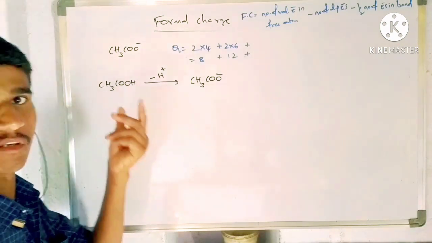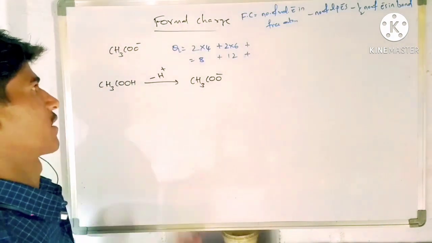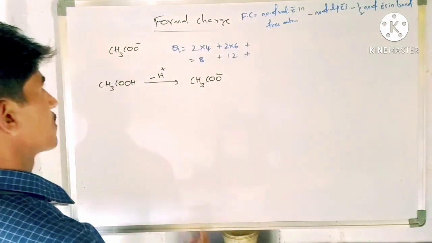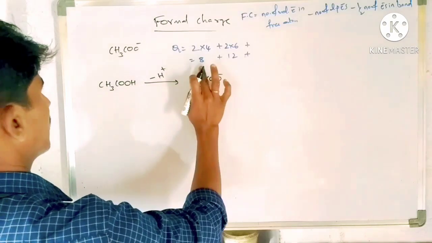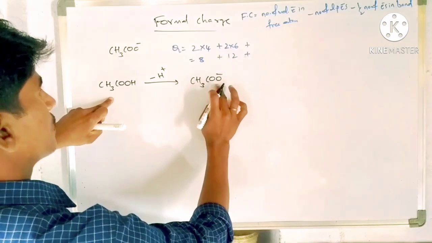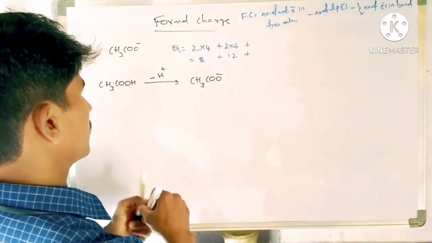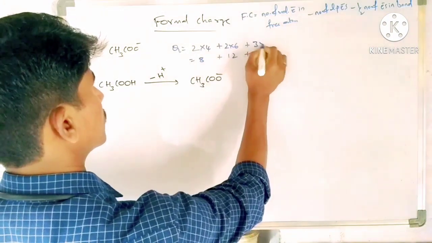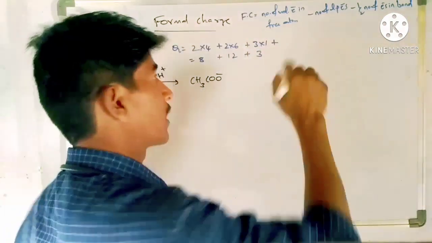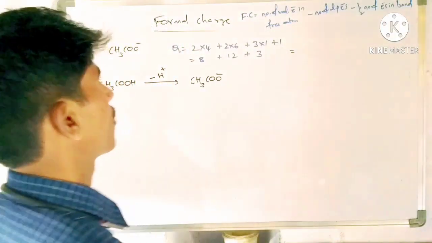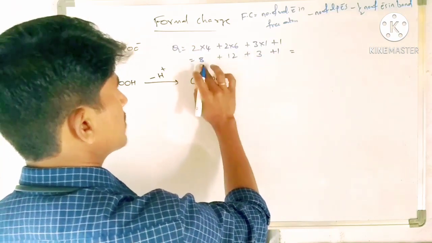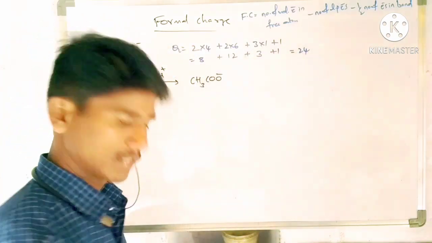Okay, this is acid, so it loses the proton and produces the acetate ion. Here, the total number of valence electrons we have to consider: 2 carbons are there, so that is 8 electrons, and 2 oxygens are there, for 12 electrons. Next, 3 hydrogens are there, so 3 into 1, that is 3 electrons. For the anion we have to add 1, so the total is 24 electrons.